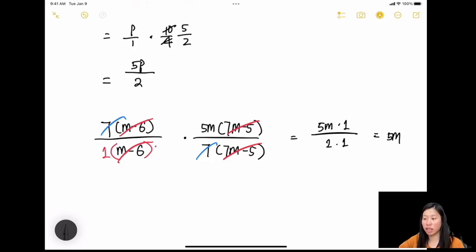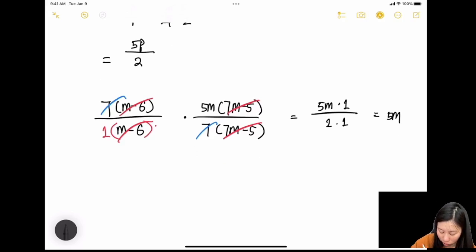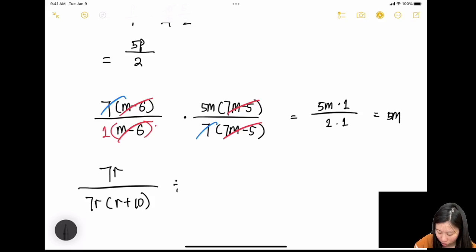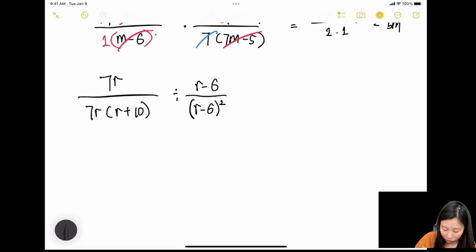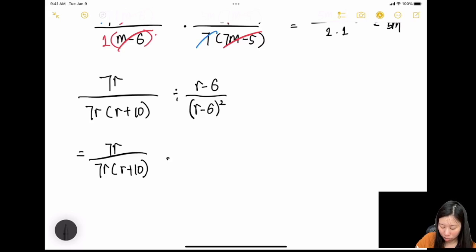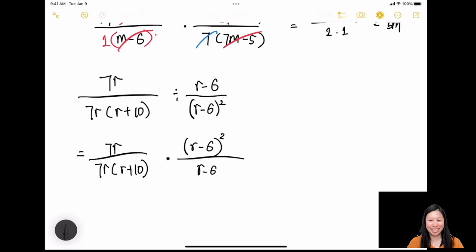Okay, so now let's do a division one. 7r over 7r plus 10 divided by r minus 6 over r minus 6 squared. Flip it first. Always flip it first. I have 7r over 7r, r plus 10, and then multiply r minus 6 squared over r minus 6. Okay, now let's simplify it.